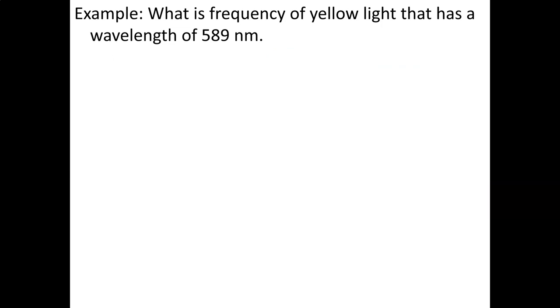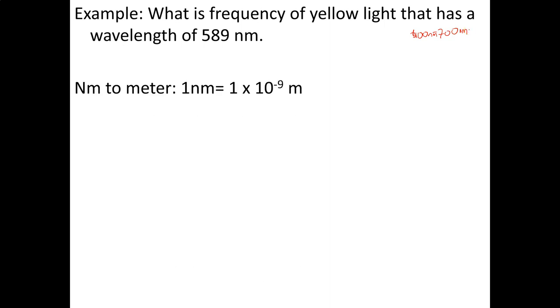All right, let's talk about the math. What is the frequency of a yellow light that has a wavelength of 589 nanometers? So this is the actual wavelength of yellow light. In case you didn't know, the wavelengths for color are basically your ROYGBIV. It's somewhere between 400 and about 700, give or take a few nanometers. These are all nanometers, and a nanometer is a very, very small unit.